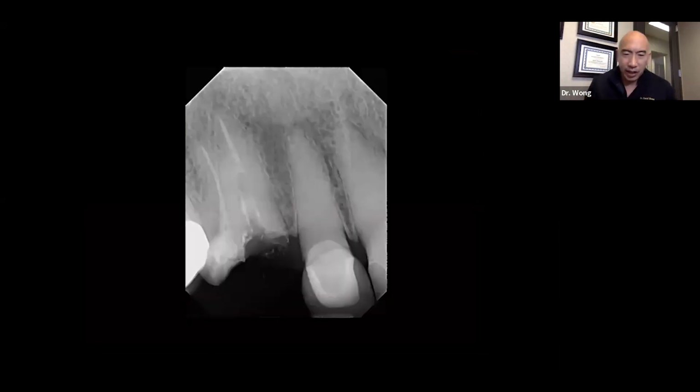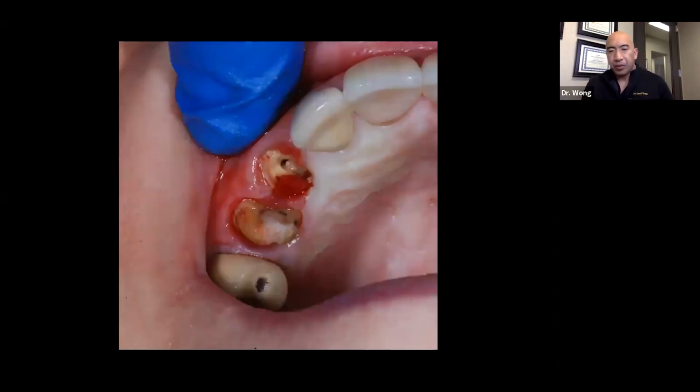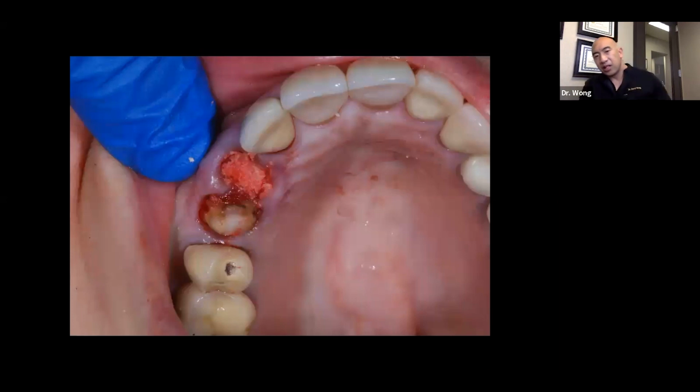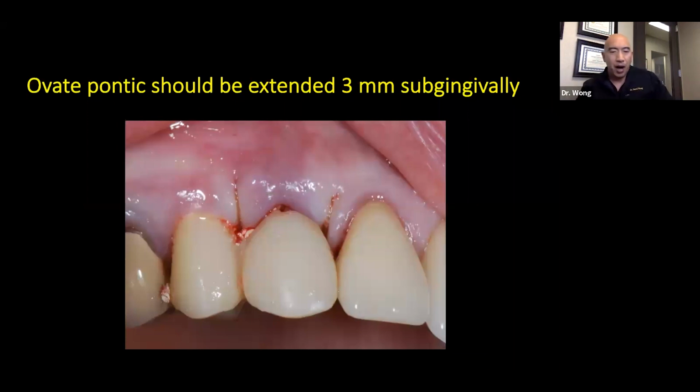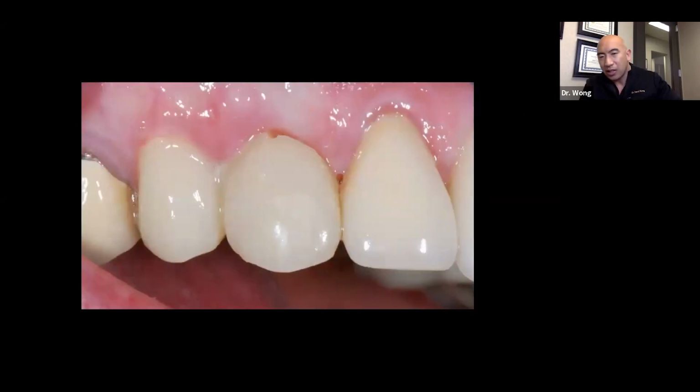So if we look at this again, here we've got tooth number 6 that we're going to take out. We're going to keep number 5. So number 6 is extracted. We place the socket graft. Remember, we pack the bone even with the height of the interproximal bone so we don't overpack it. And then when we do that pontic site, make sure that goes subgingivally by 3 millimeters. This is for pontic site development.